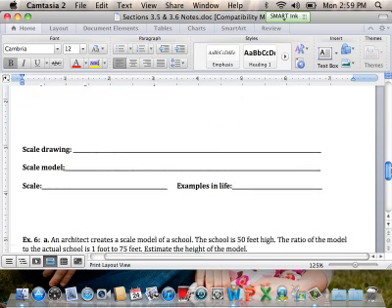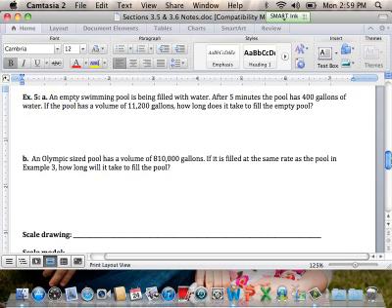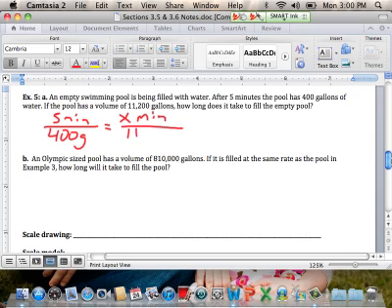All right, now we're going to get into some more application type problems, okay? An empty swimming pool is being filled with water. After 5 minutes, the pool has 400 gallons of water. If the pool has a volume of 11,200 gallons, how long does it take to fill the empty pool? Okay, so first you have to understand this, okay? So after 5 minutes, there are 400 gallons. And the question is, how many minutes is it going to take to fill up 11,200 gallons?